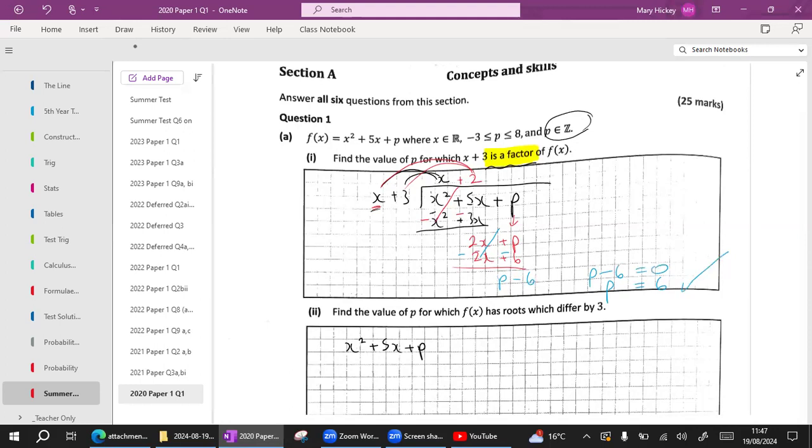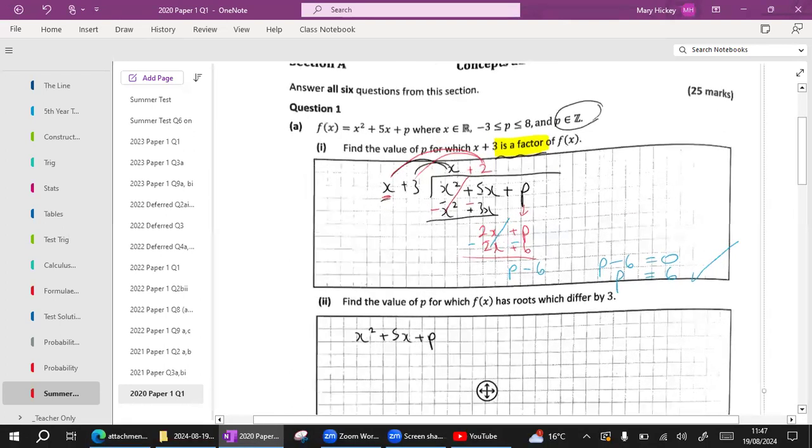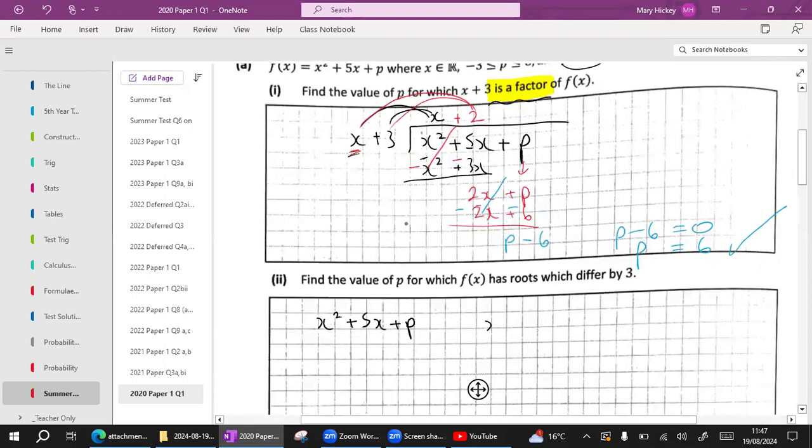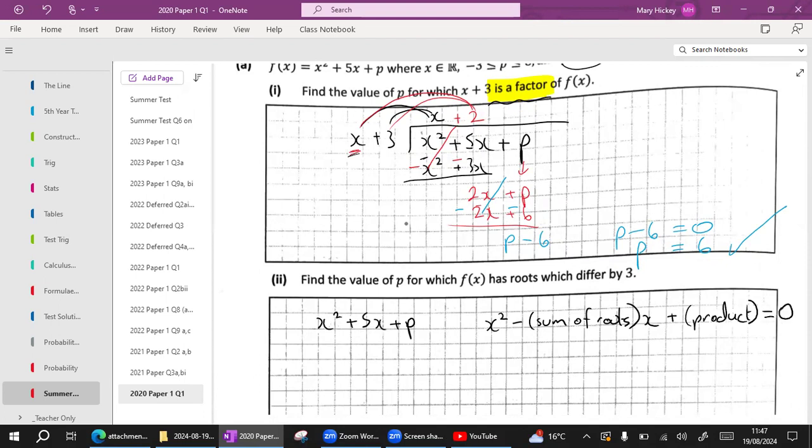Now, this time round, we need to figure out the value of p if the roots differ by 3. I have no idea what the roots are, but I do know they differ by 3. So what I'm going to do is write down the formula that we use for the sum of the roots. We normally have x squared minus the sum of the roots x plus the product of the roots. Product meaning multiply. And that should give us the equation.